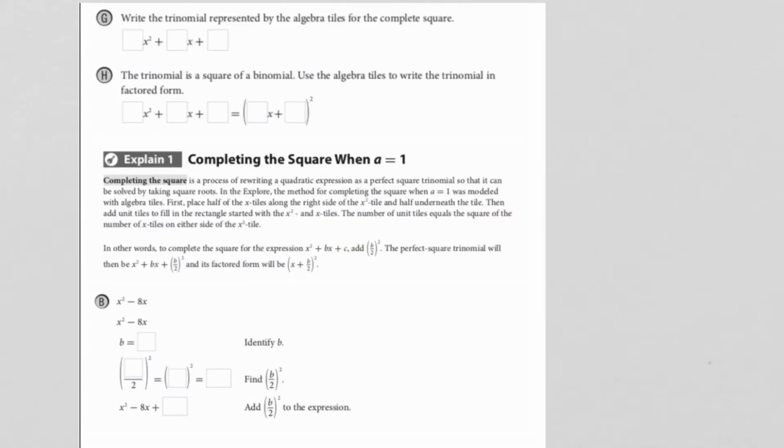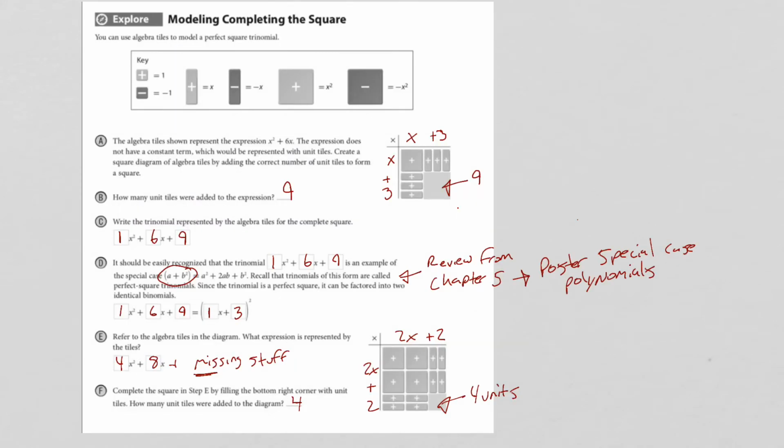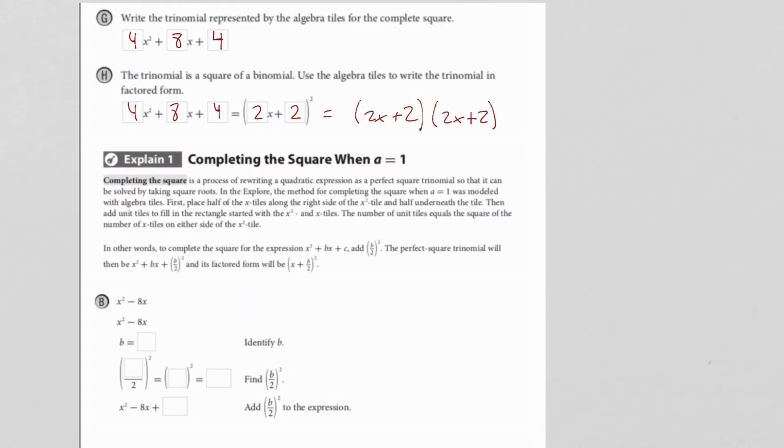So continuing on, we are trying to get to 4x squared plus 8x plus 4. So the trinomial is the square of the binomial. That's the result of 2x plus 2 squared, or 2x plus 2 times 2x plus 2. And I'm just going to switch pages. That's what we determined right here. So that's what's happening there.